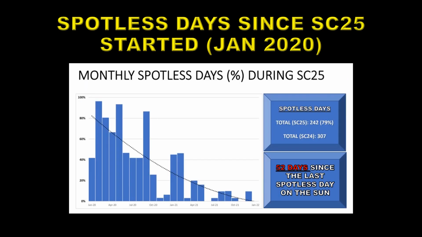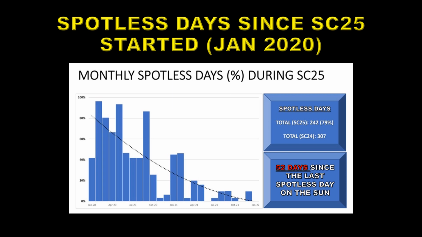Some people like to make a huge fuss about the number of spotless days as an indicator of what the cycle is going to do or is doing. I don't give it very much credibility, but for completeness, I'll include it anyway. This is a plot of the percentage of days in each month since the beginning of solar cycle 25 that were spotless. Now, the minimum between solar cycle 24 and 25 was December of 2019, so the cycle began in January of 2020. And you can see here that initially there were a large number of spotless days, sometimes in the high 90s in the first few months.